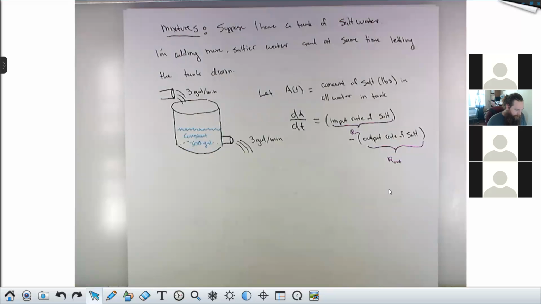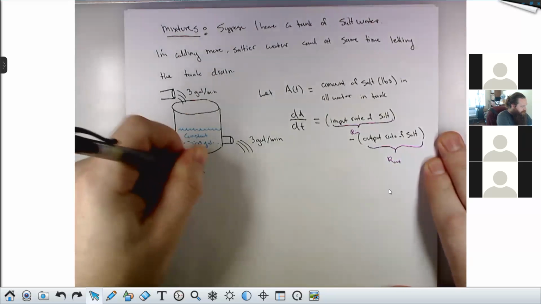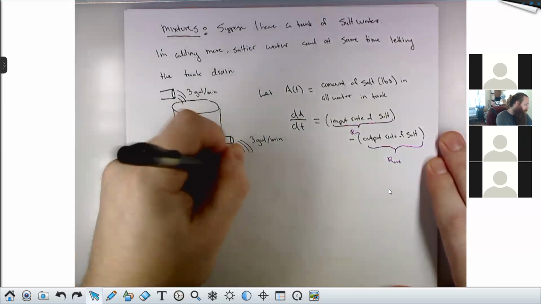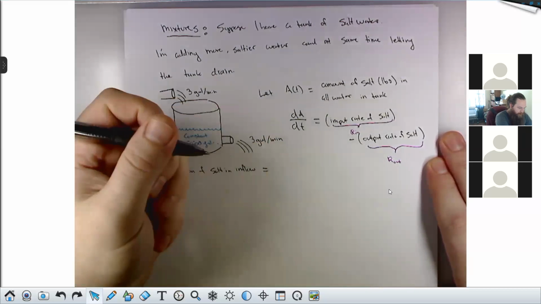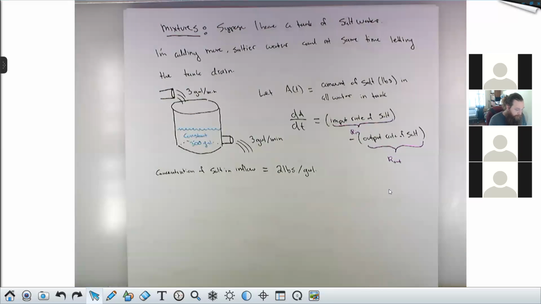All right. So let's assume that the concentration of the salt coming in, the inflow, is 2 pounds per gallon. And let's assume that originally there's 50 pounds of salt dissolved in the 300 gallons.